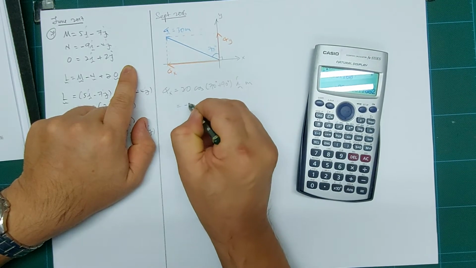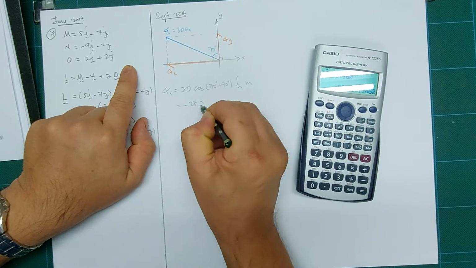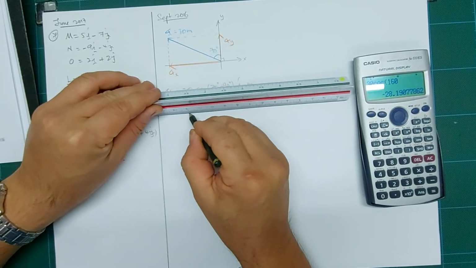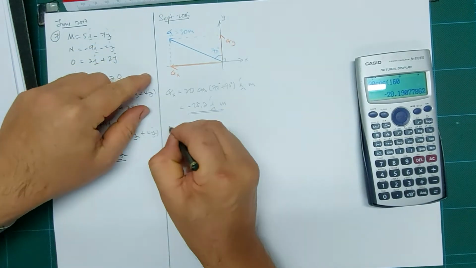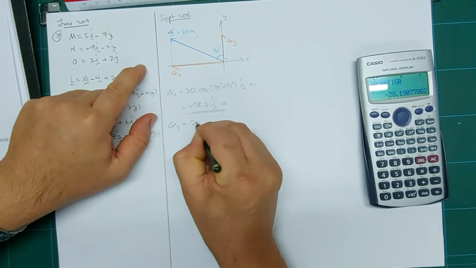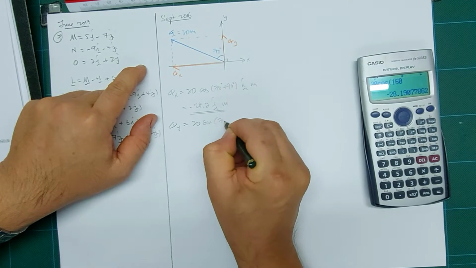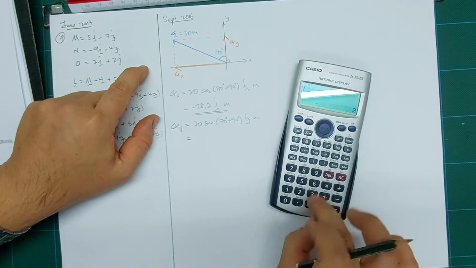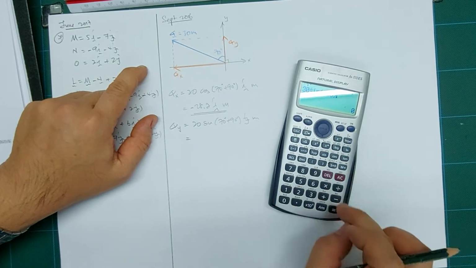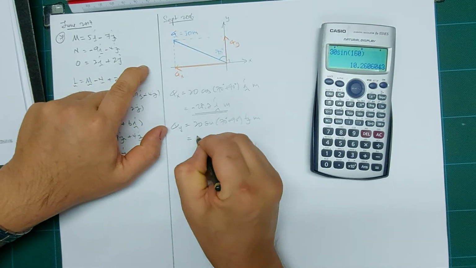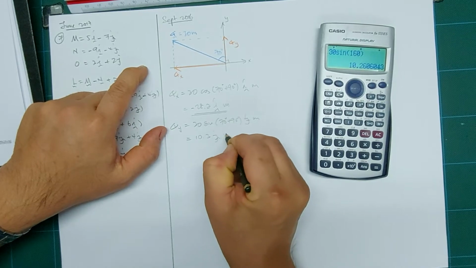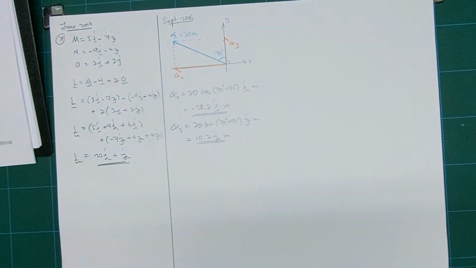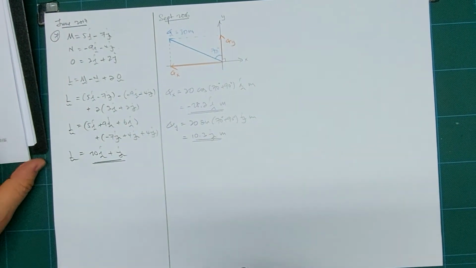The answer is negative 28.2 I meter. That is our Qx. And then Qy is equal to 30 sine of 70 degrees plus 90 degrees J meter. So we have 30 sine 160, and the answer is 10.3 J meter. I don't have to put them together because the question only asks for the value of the component.